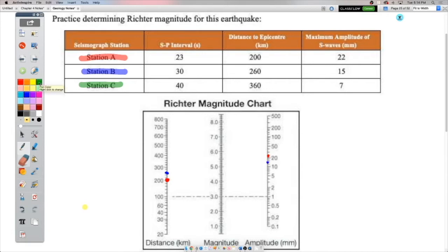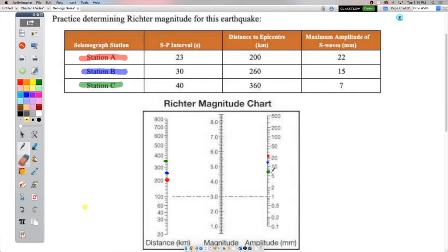Okay. Station C. Their SP time interval was 40, so they were further away. They calculated the distance to be 360, so there's 300, there's 400, 350 would be the middle, so a little bit above that. And the maximum amplitude of their S waves was 7 millimeters. So there's 2, there's 5, so 7 would be closer to 5, but almost halfway.